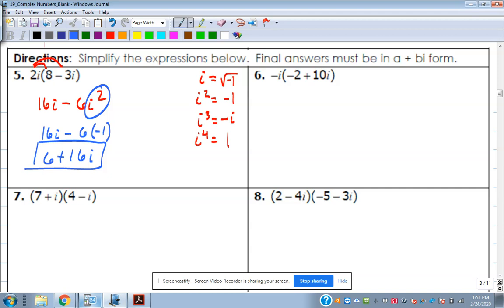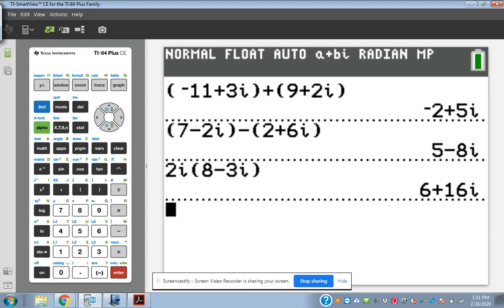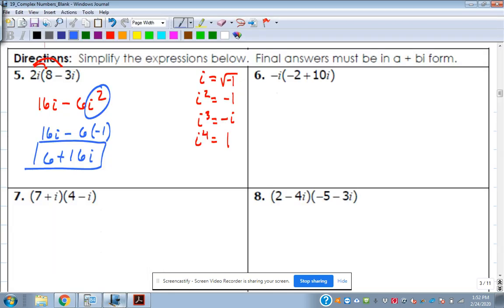Now, maybe it's a little bit more helpful to check this one with the calculator. So I just type it in just like it's written, and it cranks it back out the same way. Okay. Again, though, you need to be able to do this by hand for the non-calculator portion of that, and also for these quick and easy problems. It takes longer to type it in than it actually does to do the work, if you know how to do it.